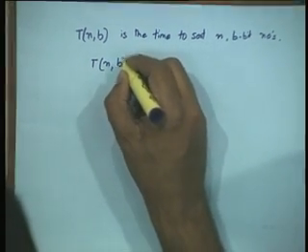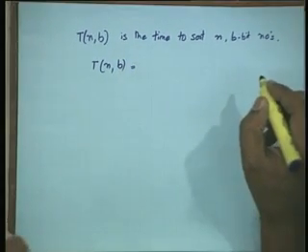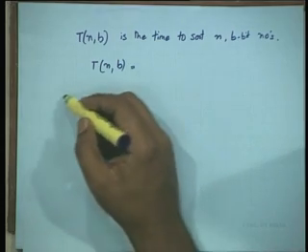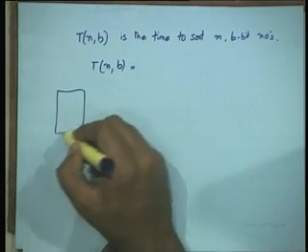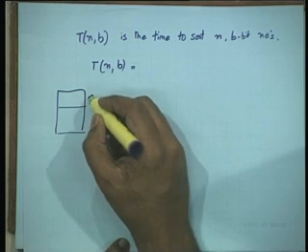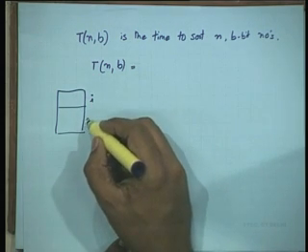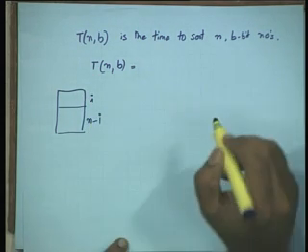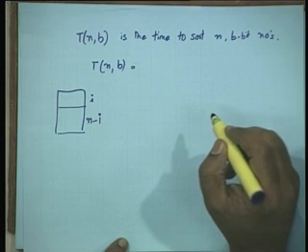T of I comma b minus 1 plus T of n minus I comma b minus 1. So, we are going to partition these n numbers into two pieces. This was the top subarray. Let us say this has I numbers in it, and the remaining would be n minus I, right?